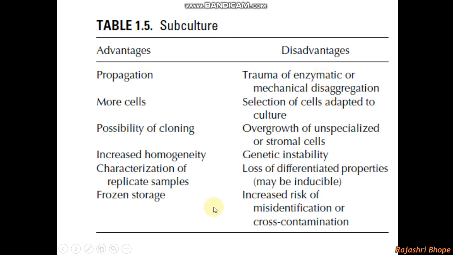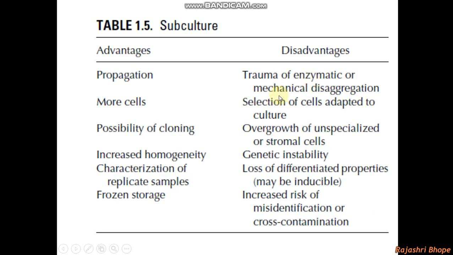We'll just have an overlook. Advantages: cells can be propagated. You get more cells when you subculture. Possibility of cloning is increased. Increased homogeneity, that is, you can grow one cell type in one flask. Homogeneous culture. Heterogeneity is different cell types grown in one flask. Homogeneity is a single cell type grown in vitro. Okay. Characterization of replicate samples and frozen storage.